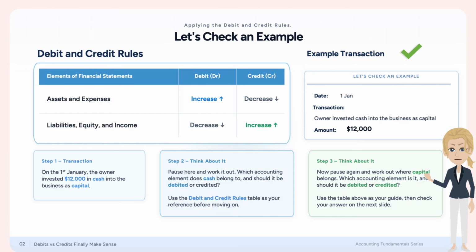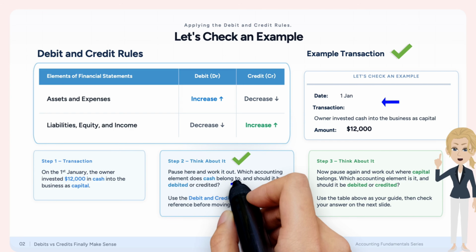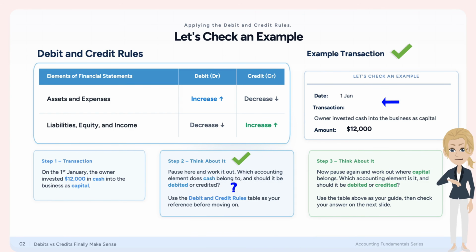Now, let's check an example. On the 1st of January, the owner invested $12,000 in cash into the business as capital. Before we reveal the answer, let's think about the accounts involved. The business receives cash. Cash belongs to which accounting element? Should cash be debited or credited?